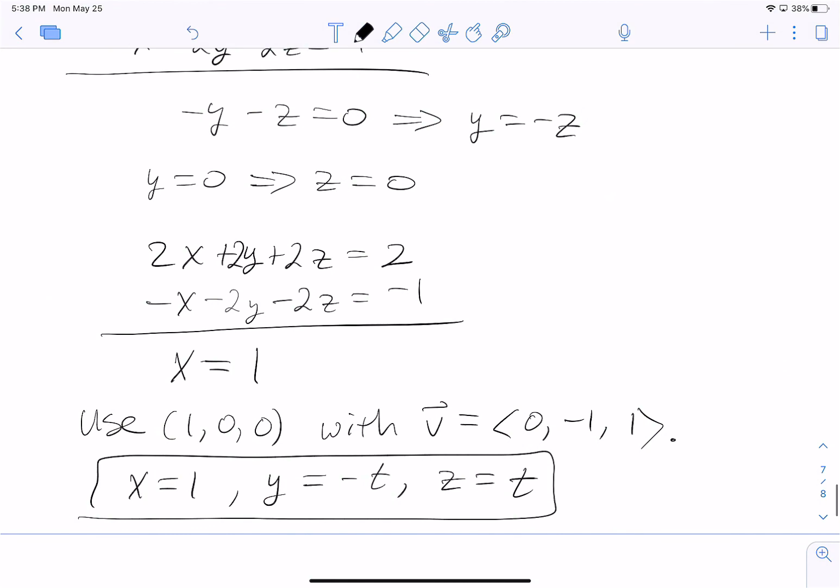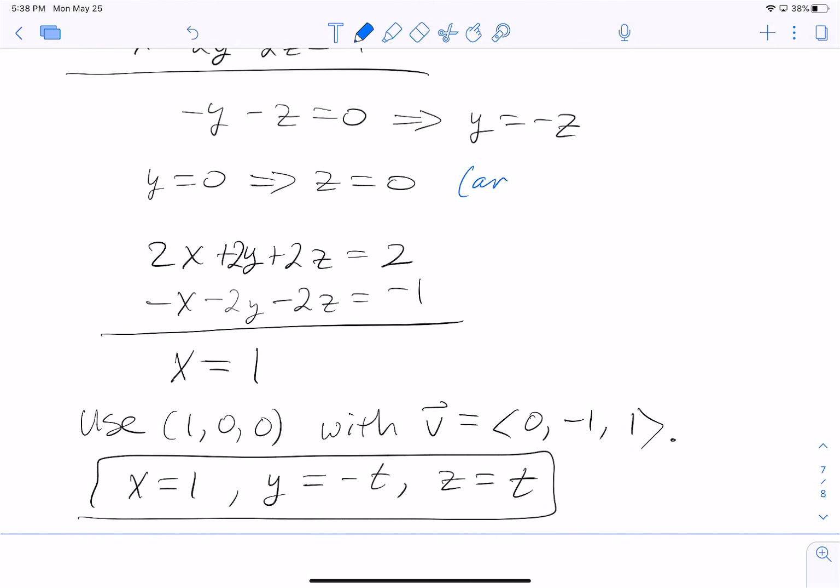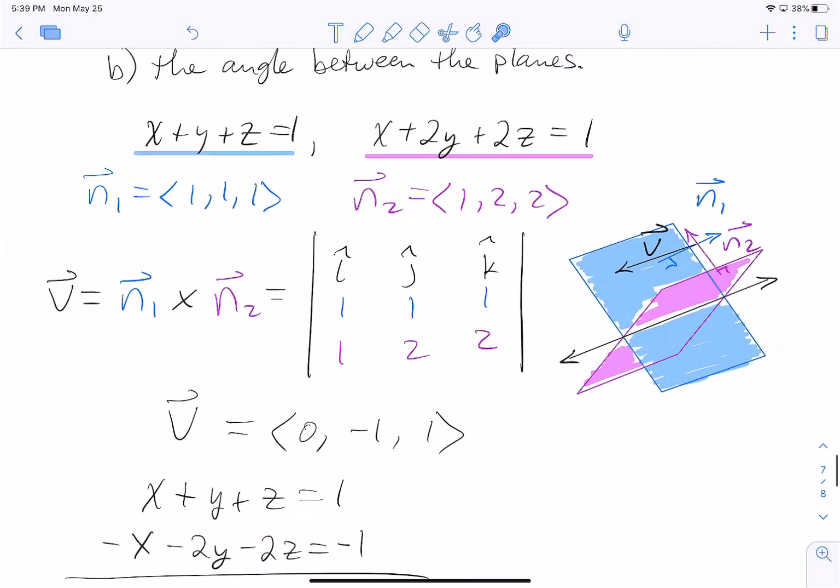Folks, I should point out here that when we let y equal 0 so that z was 0, that was an arbitrary choice. And then remember, these are parametric equations, where we're using x = x0 + at, y = y0 + bt, and z = z0 + ct with the point (1, 0, 0) and the vector (0, -1, 1). So that takes care of part A.